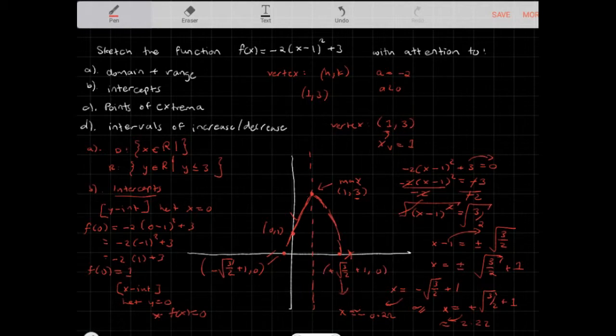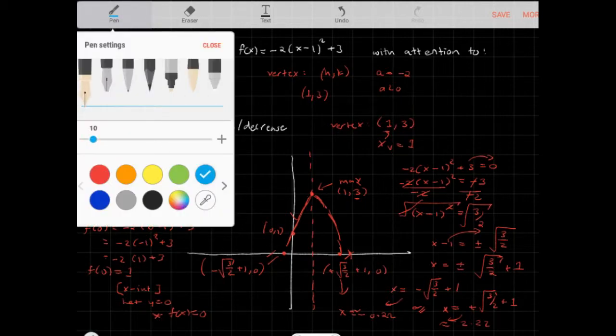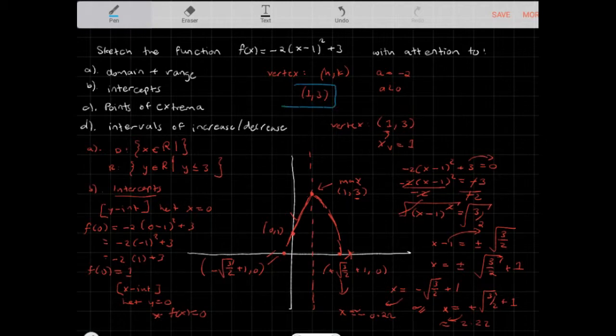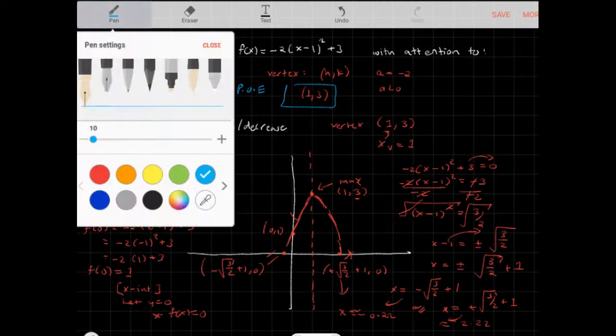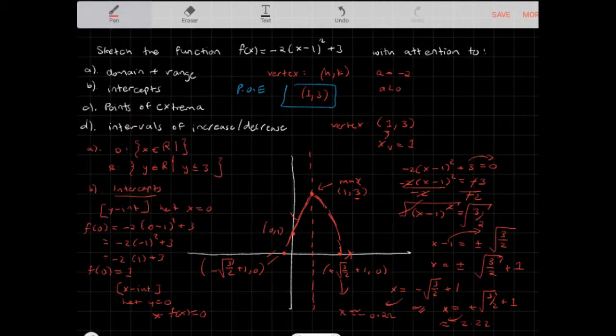And that's our sketch basically. Now what we need to do next is points of extrema. We found our point of extrema, and a point of extrema is a maximum or minimum. That point of extrema here is our vertex. So this is our point of extrema. And then the intervals of increase and decrease. So now we have a sketch.